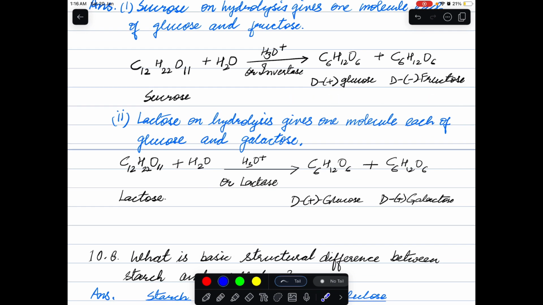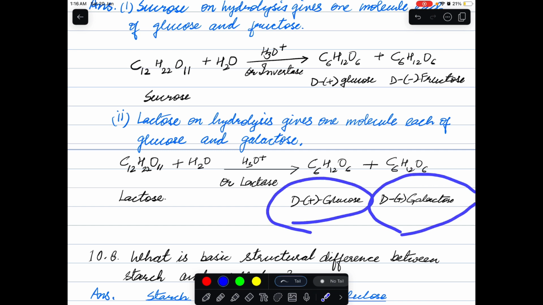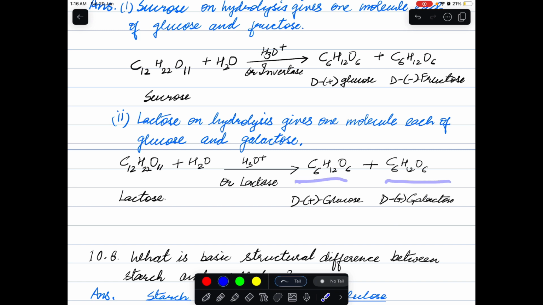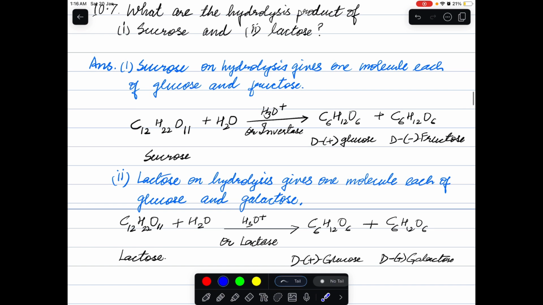Now second part, lactose. Lactose on hydrolysis gives one molecule each of glucose and galactose. These two again have the same molecular formula, and their structures are also the same. The only difference is of stereochemistry. They have different orientation of OH group, therefore they are different from each other. So lactose on hydrolysis will give you glucose and galactose. And this too takes place in acidic medium or in the presence of enzyme called lactase. So this is all about hydrolysis of these two disaccharides.